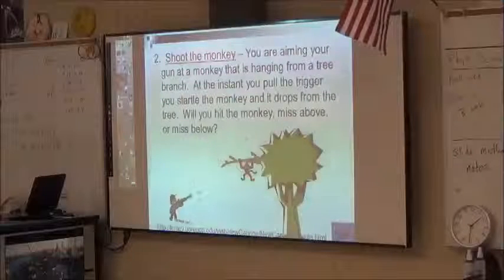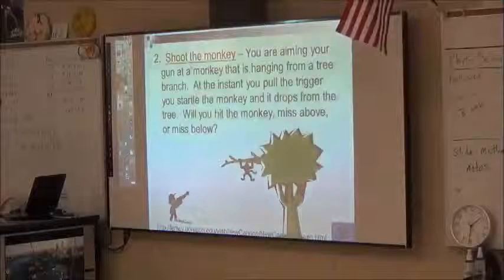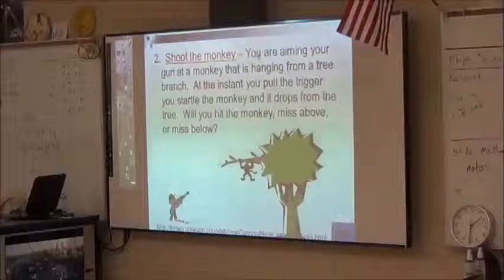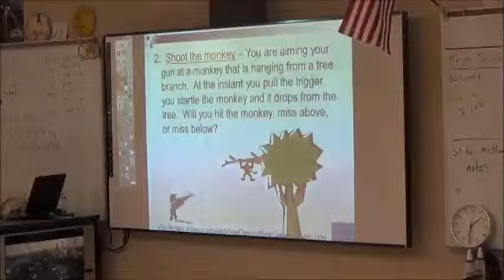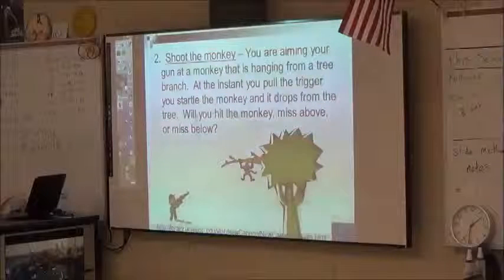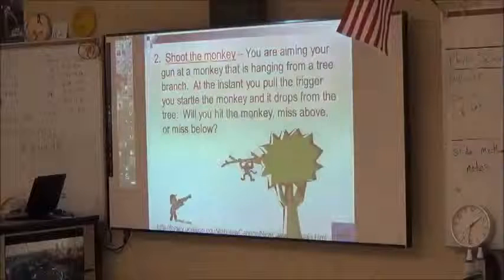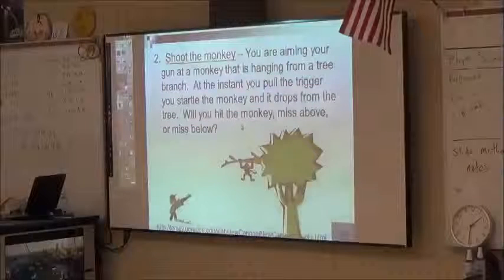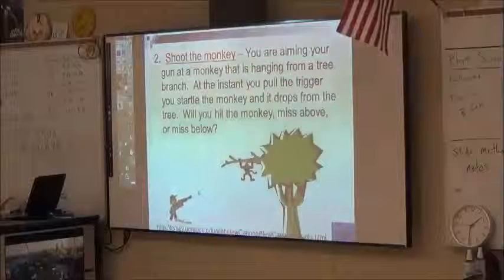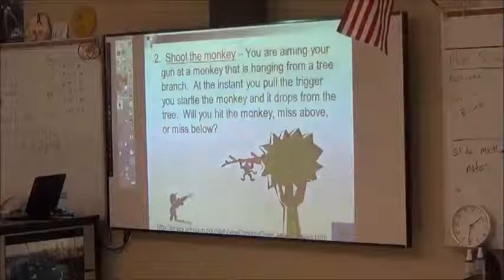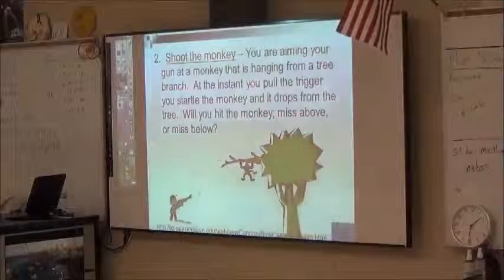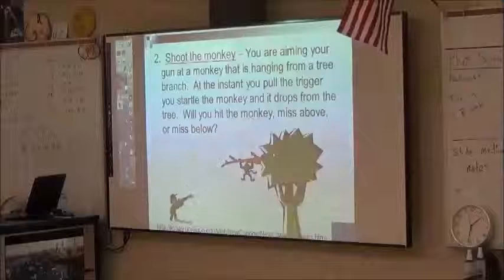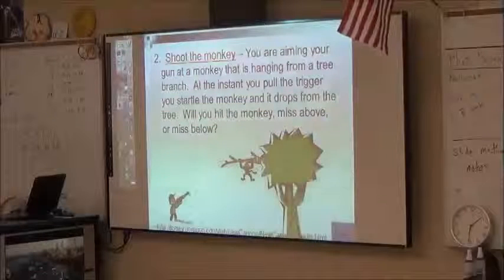All right, shoot the monkey. I did not make this up. This is a classical physics problem. And I have a little video I'll show you another day on this. But the problem is you're aiming your gun at a monkey that's hanging from a branch. At the instant you pull the trigger, you startle the monkey and it drops from the tree. Will you hit the monkey, miss above, or miss below? What if the monkey didn't fall? No matter, I'm going to come back to this one. Close your eyes.